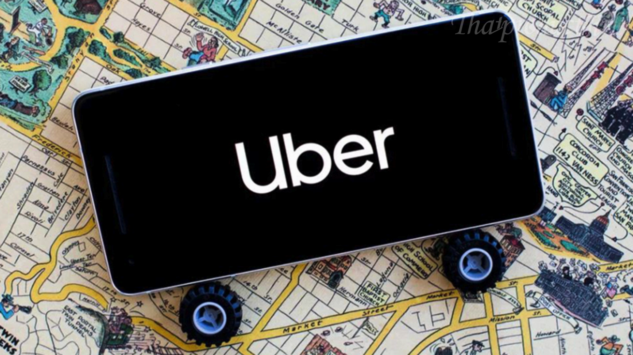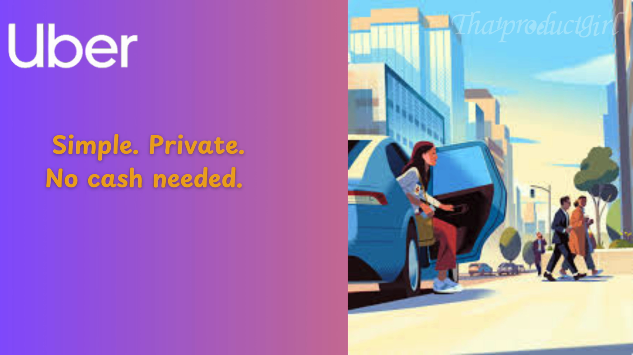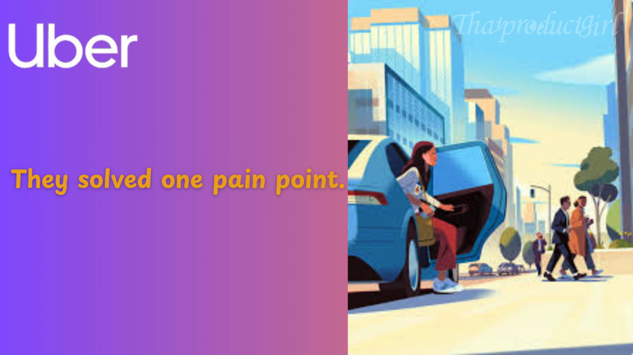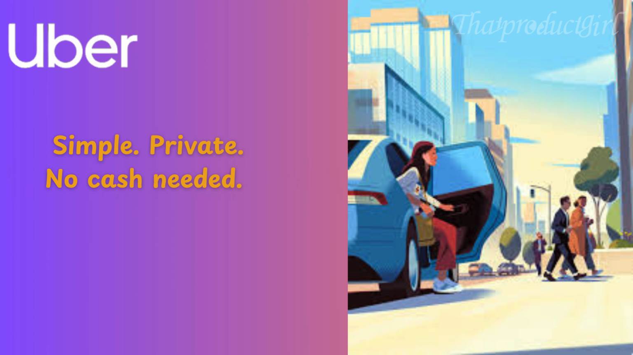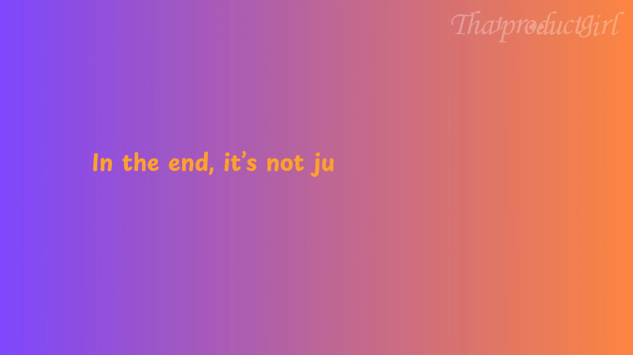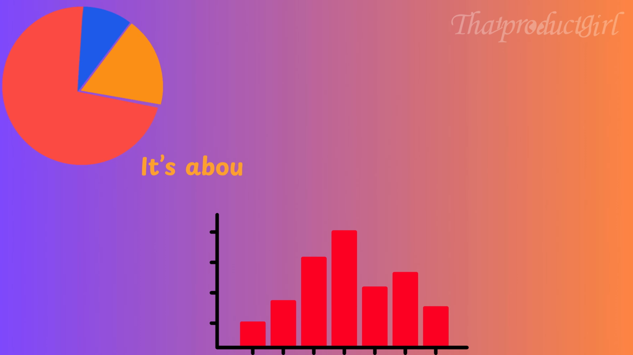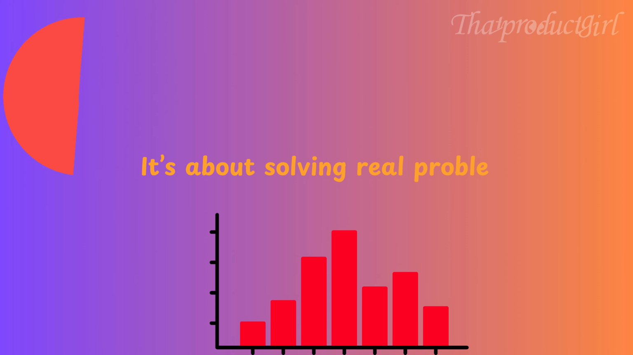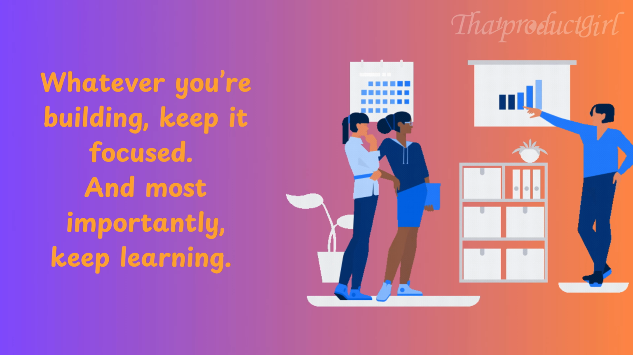Uber started as an app to book luxury cars, simple, private, and no cash needed. It solved one pain point, which is I need a ride now. No waiting. They focused on solving one clear problem with technology, then scaled it by learning and adding value step by step. In the end, it's not just about building a product, it's about solving real problems, one simple solution at a time. So, whatever you're building, whatever plan, whatever idea, keep it focused and most importantly, keep learning.